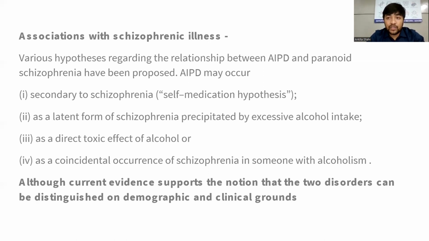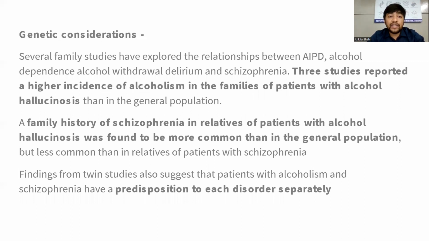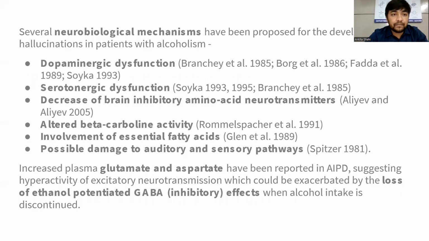So current evidence supports that the two disorders are separate. On the basis of demographic or clinical grounds, we can get two very different disorders. Now coming to genetic considerations. Three studies reported a higher incidence of alcoholism in the families of patients with alcohol hallucinosis than in the general population. Schizophrenia in relatives of patients with alcohol hallucinosis was also found to be more common than in the general population. Again, the literature suggests some association might be there, but we are not very clear. Findings from twin studies also suggest that alcoholism and schizophrenia have a predisposition to each disorder separately.